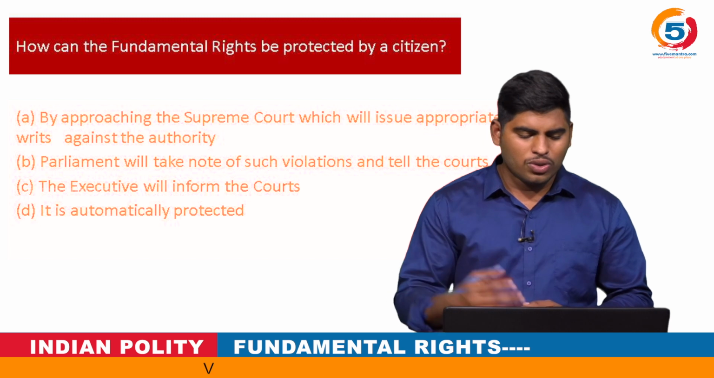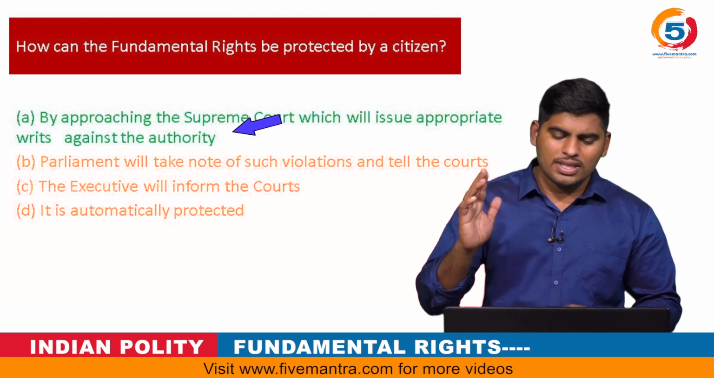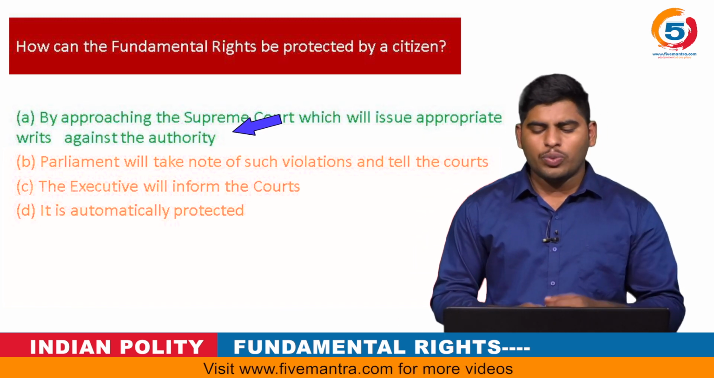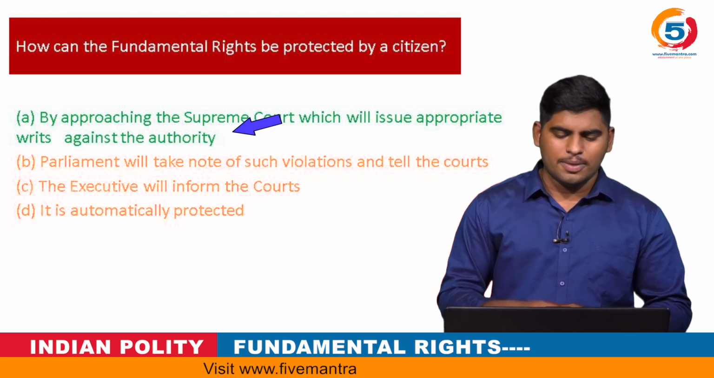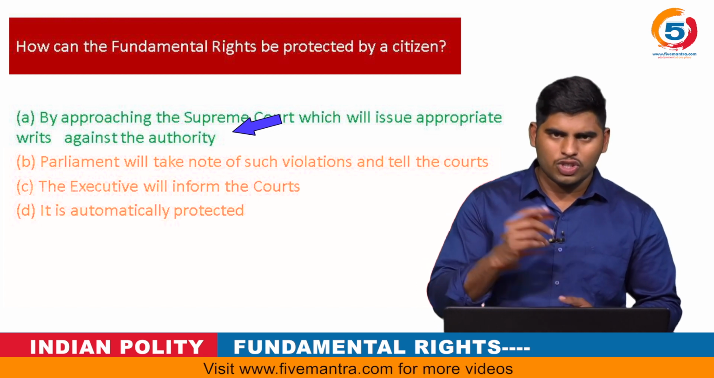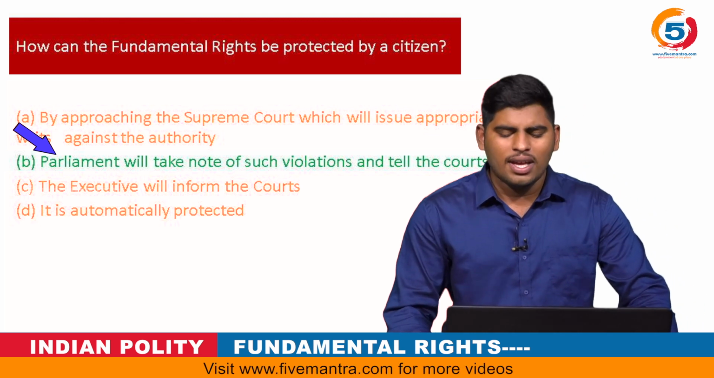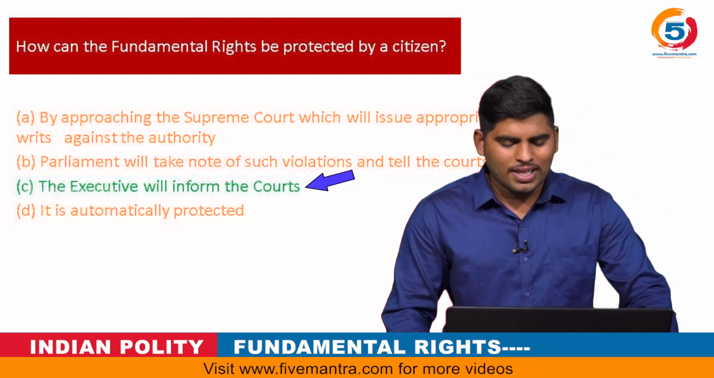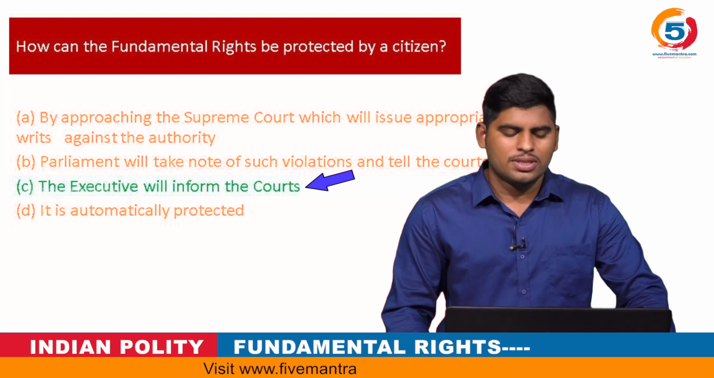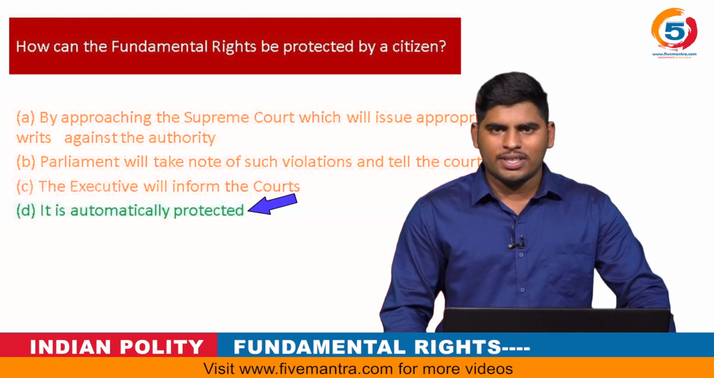That's the question. So first option is by approaching the Supreme Court, which will issue appropriate writs against the authority. Okay, first option. Second option, Parliament will take note of such violations and tell the courts. Third option, the executive will inform the courts. And D, it is automatically protected.